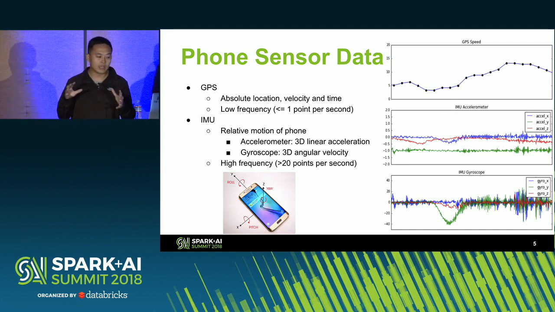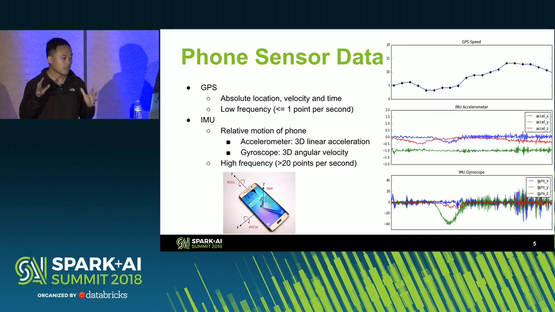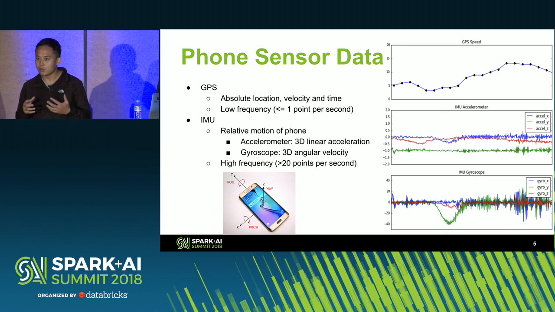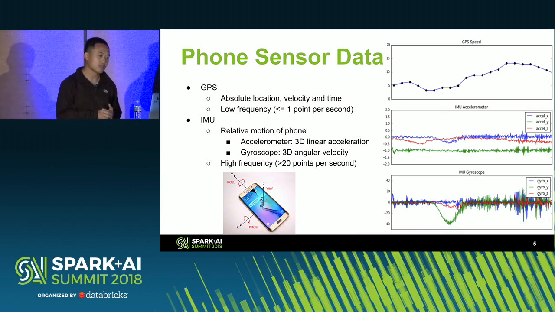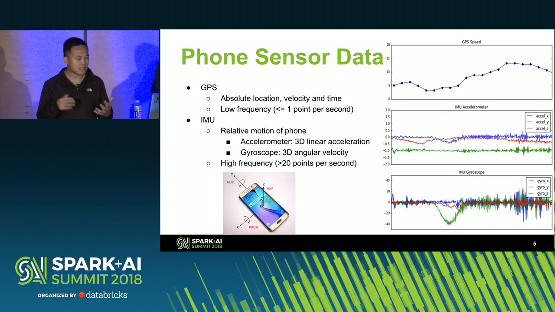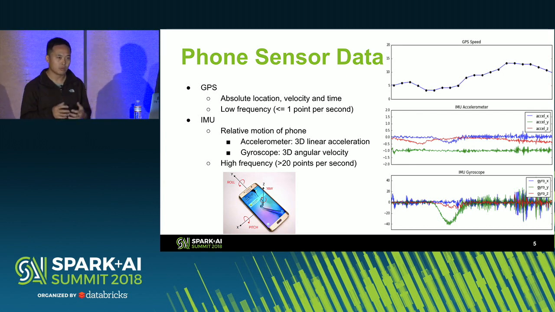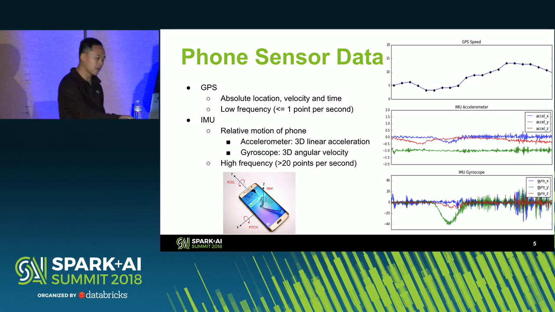To give you some idea what the data look like, this plot here shows some sample readings from GPS speed, the 3 axes of the IMU accelerometer, and the 3 axes of the IMU gyroscope. We can see that the IMU data are collected at a much higher frequency. They also seem much more noisy. We need to apply some signal processing methods before working with them.